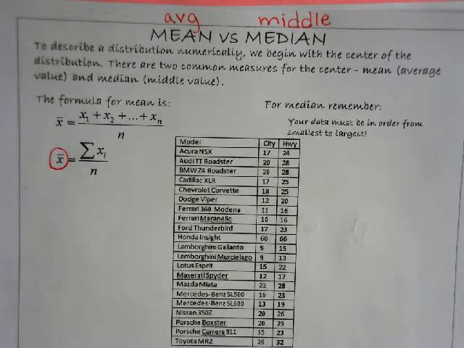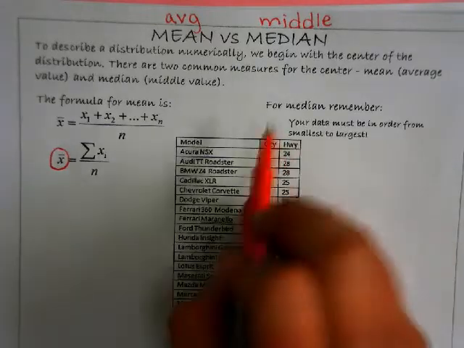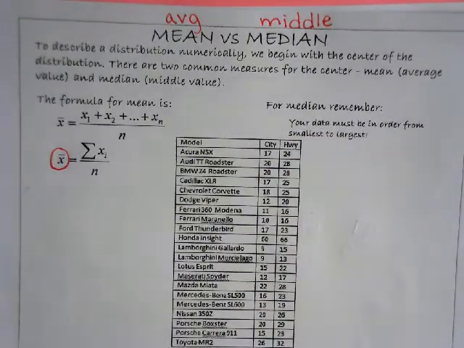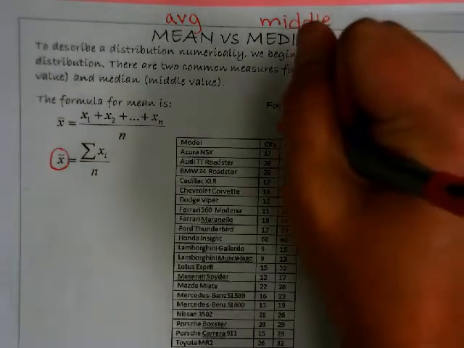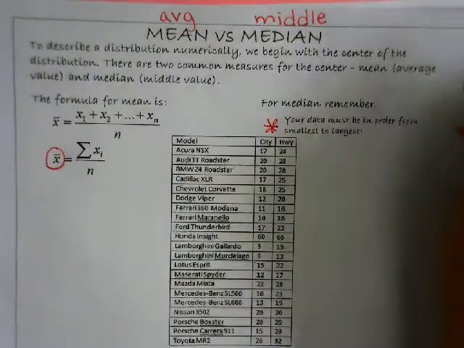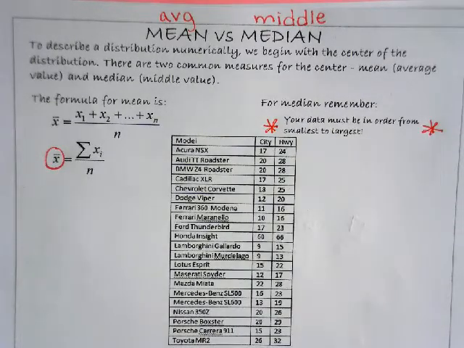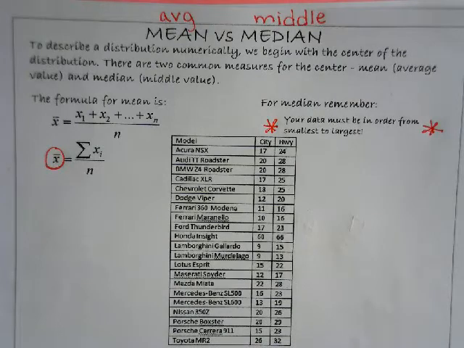Over here on the right, I've reminded you about the most important thing when it comes to finding the median. To find the middle number, you have to put them in order first. If they're not in order and you just look and go, oh, there's 25 pieces of data, so I'm finding the 13th one, you're not finding the median unless they're in order.